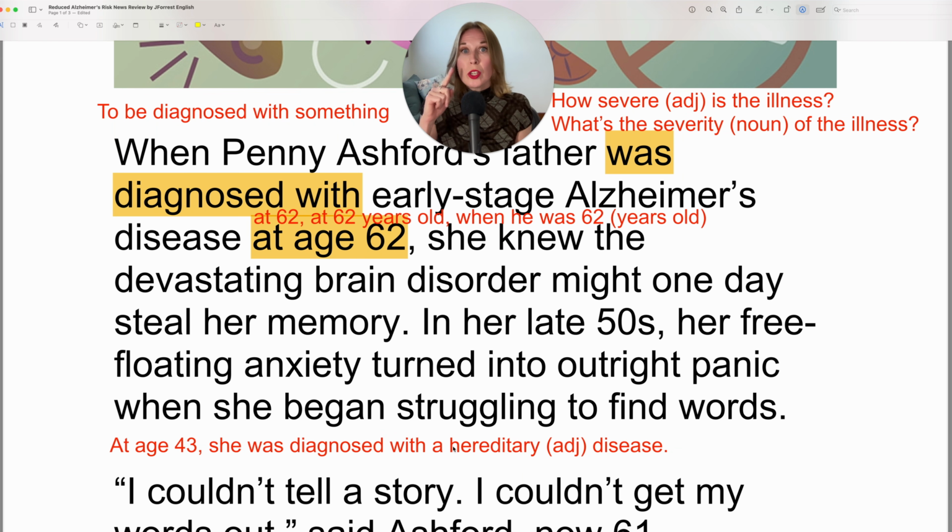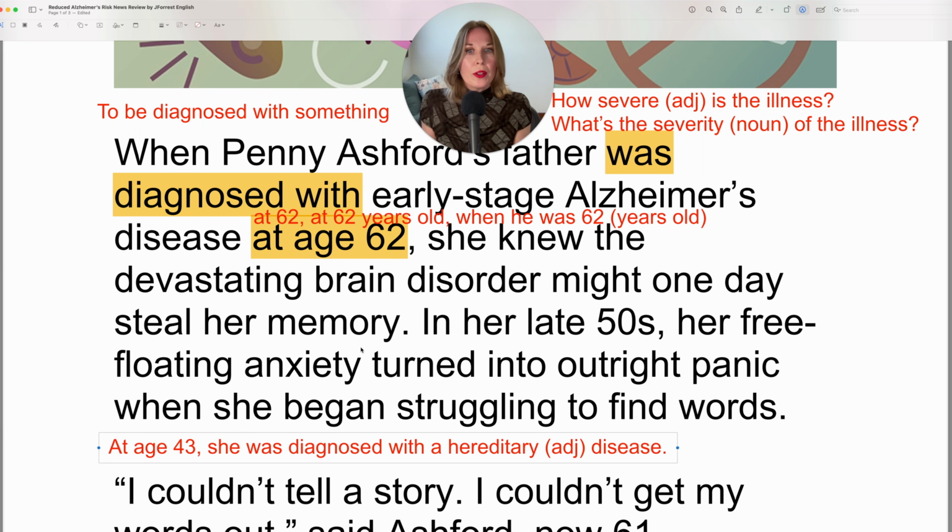Notice that H is pronounced H. Hereditary. This is an adjective: a hereditary disease. So this isn't the name of a disease. It indicates how you get the disease. So it means a disease that you inherited from your parents genetically. This is just an example. It's not related to the story.